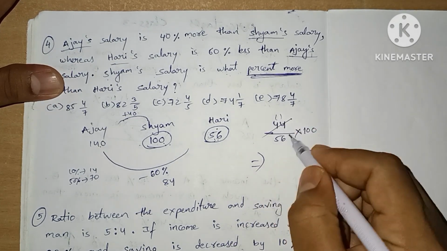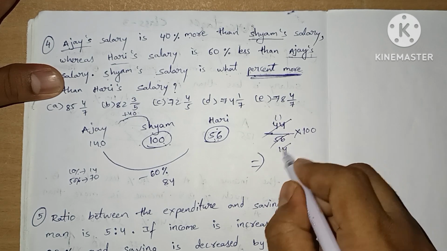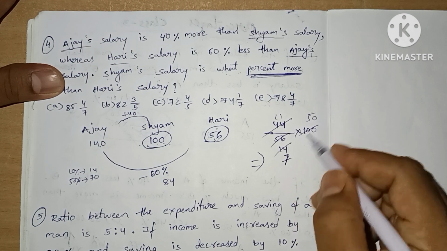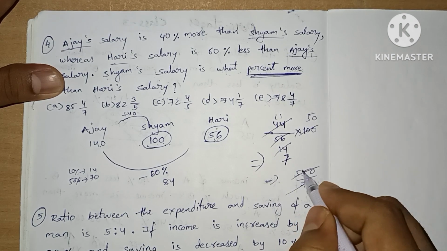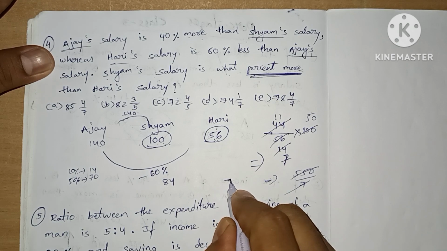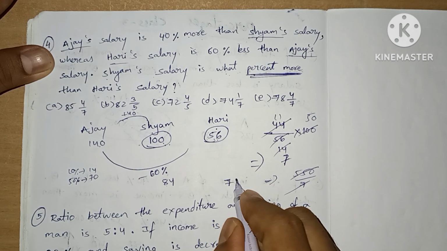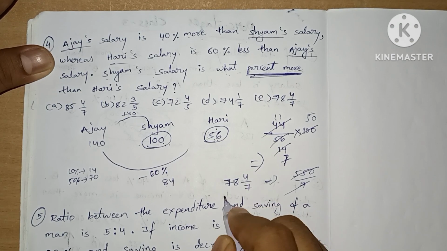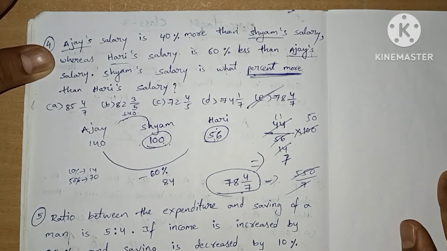4 11s are 44, 4 14s are 56, 7 2s are 14, 2 7s are 14, and 2 50s are 100. So we get 550 divided by 7. 7 sevens are 49. We are left with 60. 7 eights are 56. Left with 4 by 7. So this is the answer. Option E is our answer.